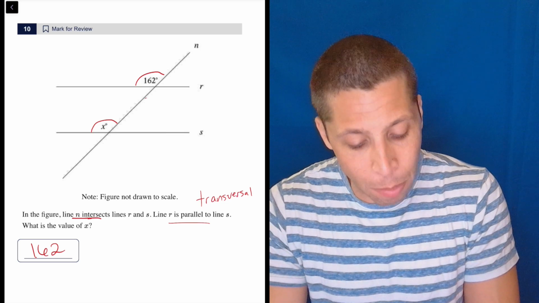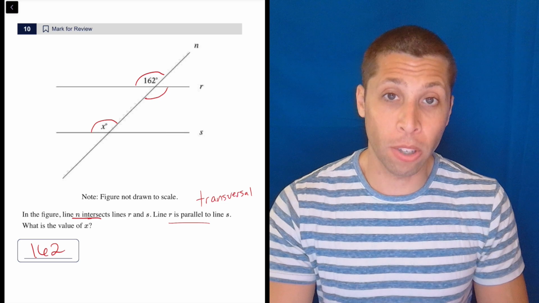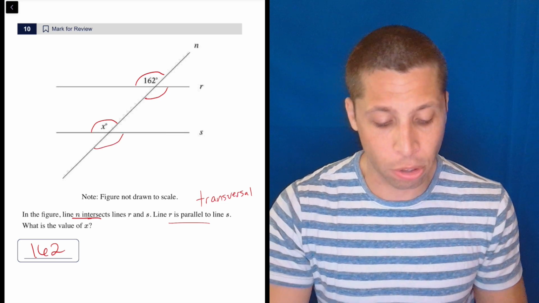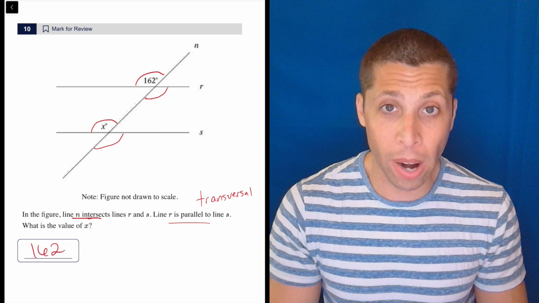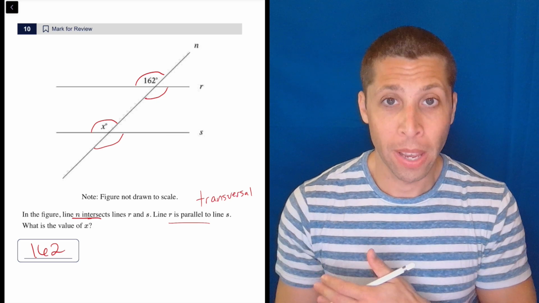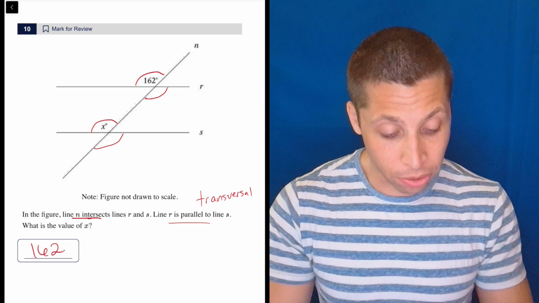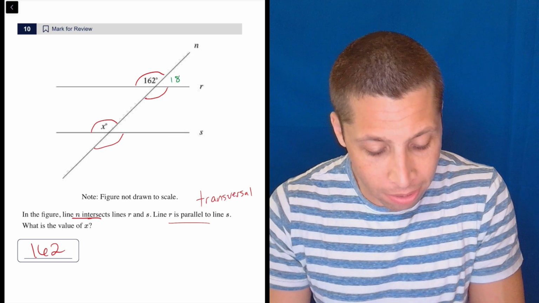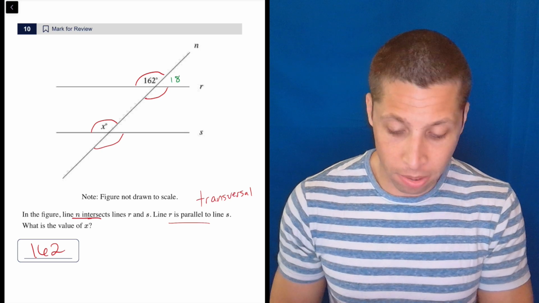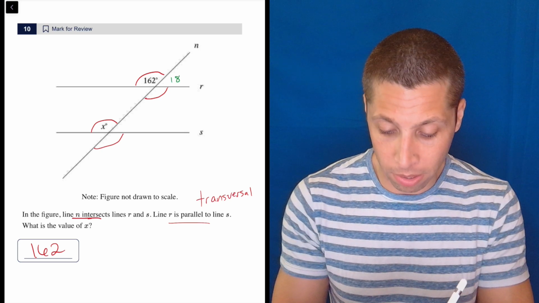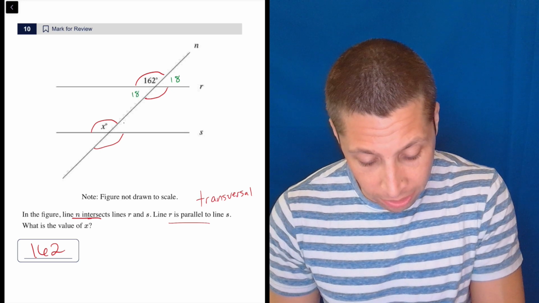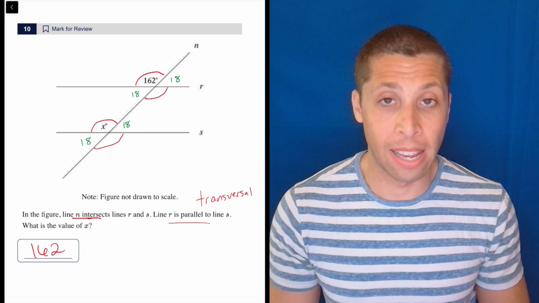So because of vertical angles, this one is also the same as the 162 because they're across from each other, and same thing here. So all four of those highlighted angles in red are equal to each other. Now, all of the other angles are going to be supplementary to the 162. So that would be, I believe, 18, right? 180 minus 162 is 18. So that's 18, this one here is 18, this one here is 18, this one here is 18.